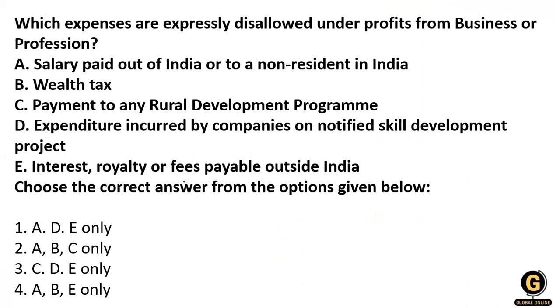Then the next question: which expenses are expressly disallowed under the profit and gains from business and profession, that is PGBP? Which expenses are not allowed in the PGBP? Let me read the statement. Salary paid outside India to a non-resident comes under the PGBP.